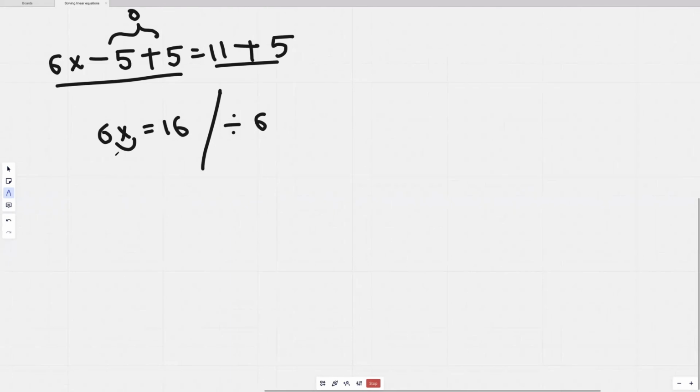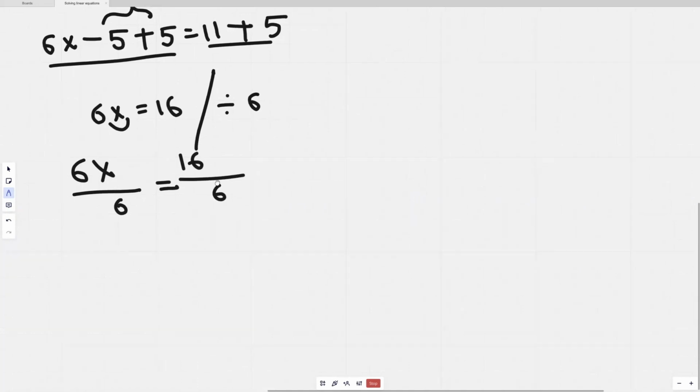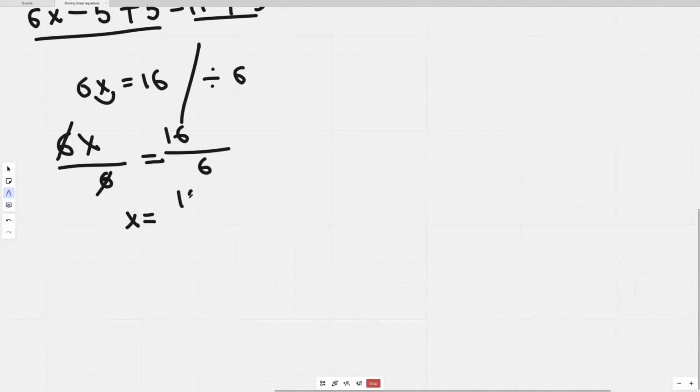Because 6 over 6 will give us 1, and only the x will exist here. So x itself, because 6x over 6 is equal to 16 over 6. Then this will be cancelled out, and then x will be equal to 16 over 6.